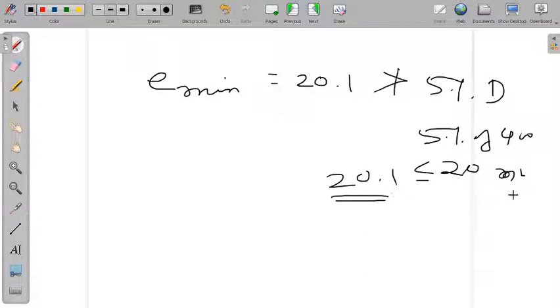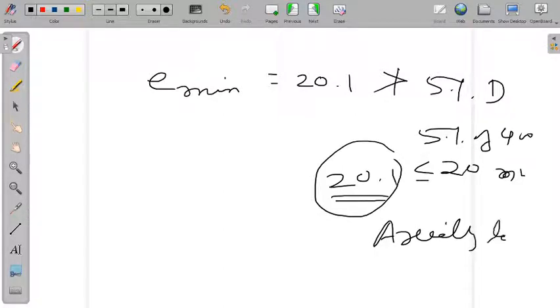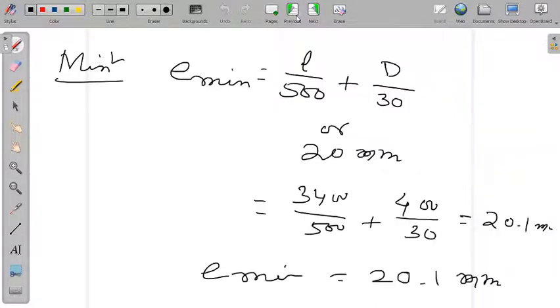Here 20.1 and here it is 20, so strictly it cannot be an axially loaded short column, but since 20.1 is very close to 20, though it is not satisfied, we can still say it is an axially loaded short column, and we can design it as an axially loaded short column. Let us assume this because it is very close. Otherwise, if you want to change it, we may need to decrease this L, rather than taking 3400.